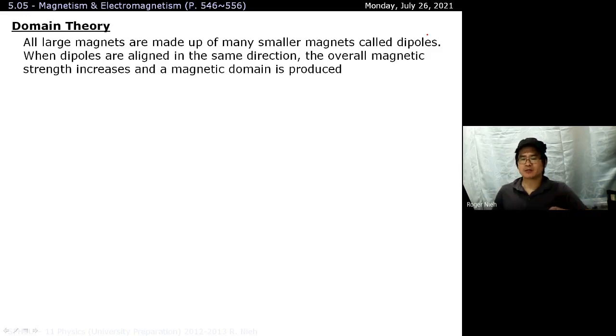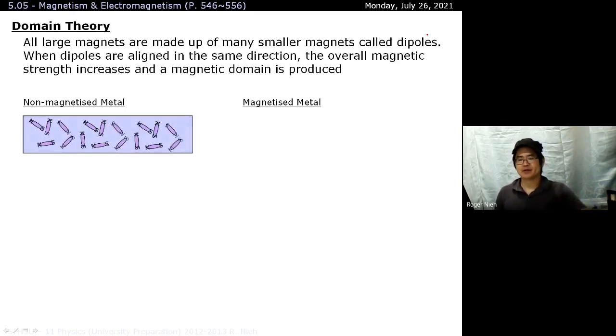And domain theory simply states that any magnet you have around is really made up of teeny tiny little magnets inside. And those teeny tiny little magnets are called either dipoles or dipole moments, depending on the textbook you read them from. So every big magnet is made up of tiny little magnets.